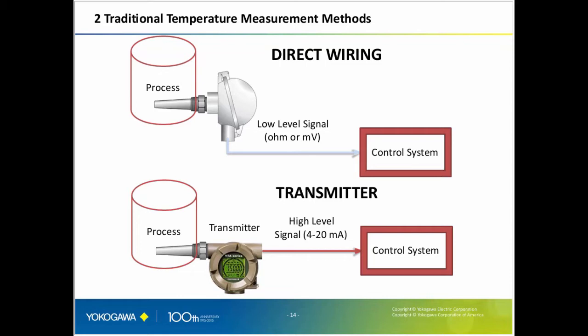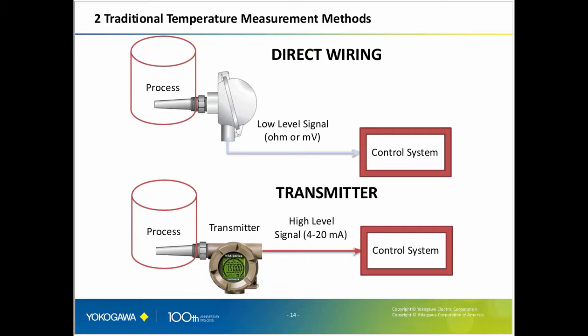So the second traditional method is using a temperature transmitter. It's usually installed at or near the measurement point. So this graphic here is sort of representative. You've got a sensor with a thermal well, and then the transmitter is directly mounted to the thermal well. That's pretty typical, or there might be a few feet of conduit isolating it from the process, but typically it's right at the measurement point.